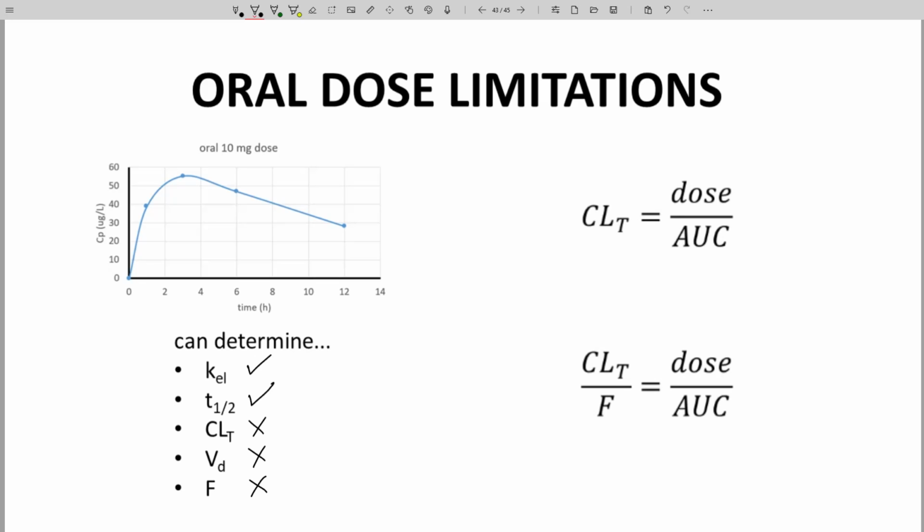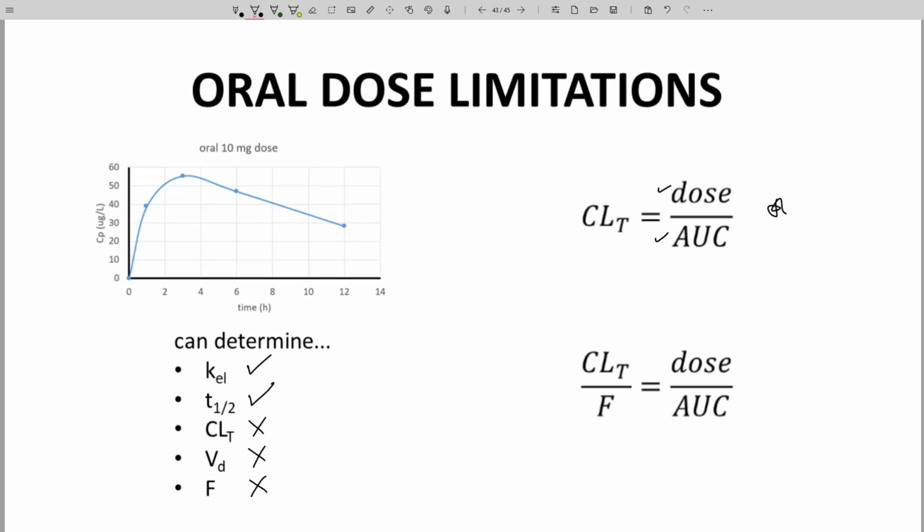Look at our equation for clearance. It's in the upper right. We need the dose and the AUC. Getting AUC from an oral dose curve is not a problem. Surprisingly, the dose is the problem.